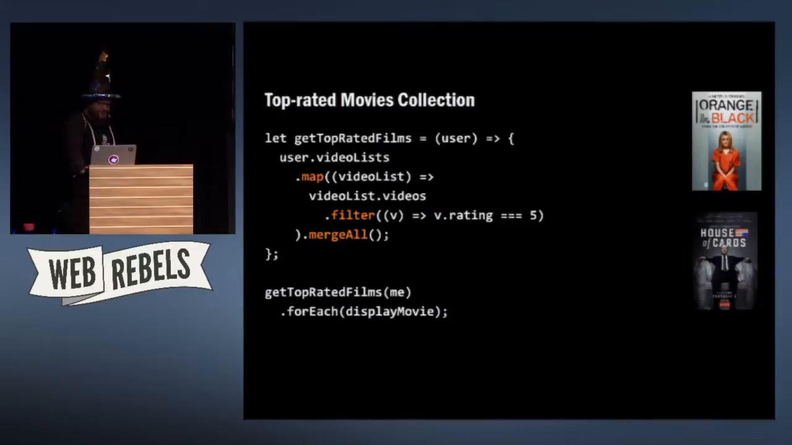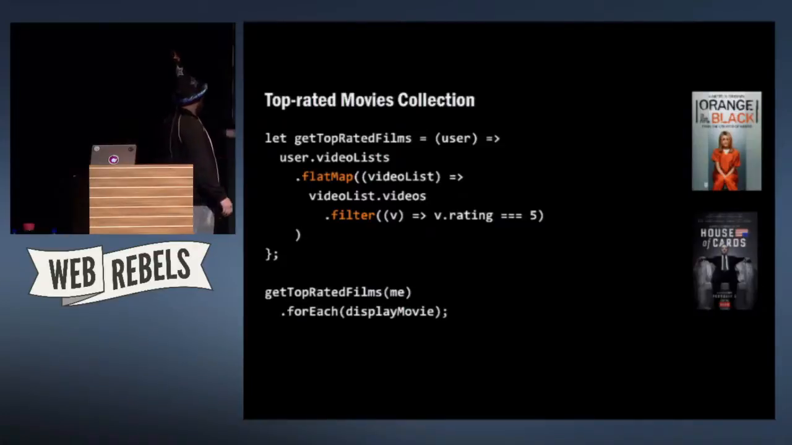So in order to get the top-rated movies, what would you do? I'll just use ES6 because I don't like to type all that much. So for a given user, we can take the user's video list. We can map through each video list, get each video from all their video lists, and filter them where their rating is 5 and merge them all back together. Or instead of using that, we can just use flat map, and basically now what we have is all of a particular user's movies, filtered by whether the rating is 5. And all we have to do at the very end is call for each, and we can display the movie.